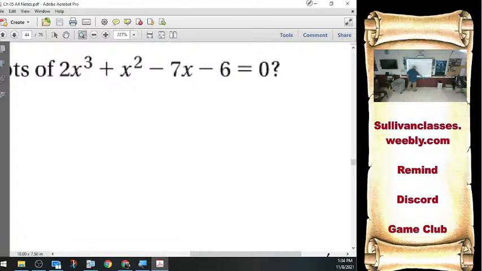I would like you to find the rational roots of this, guessing really well. Oh my goodness. Just want you to feel really lucky about numbers.